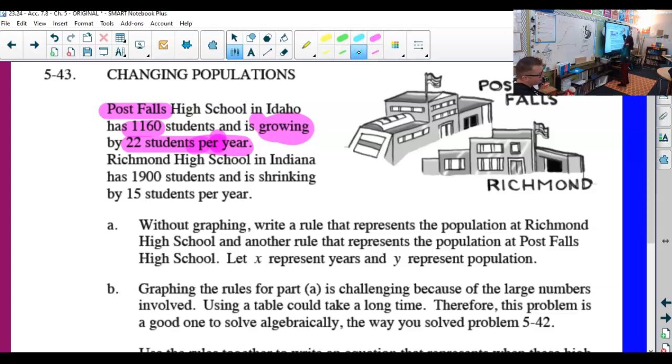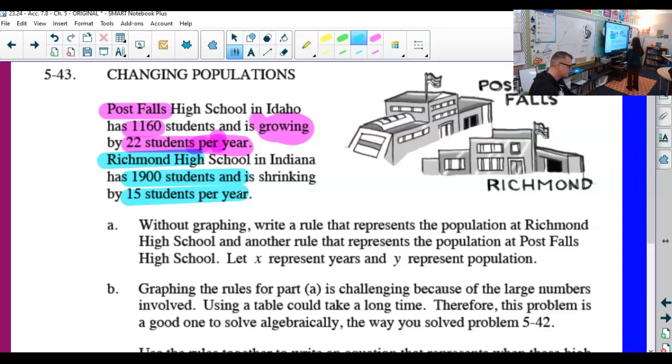And in Richmond, we change colors. Richmond has 1,900 students and is shrinking by 5 to 8 per year. People are moving out. Without graphing, we'll let one variable represent the population at Richmond High School, and another represent the population at Post Falls High School.